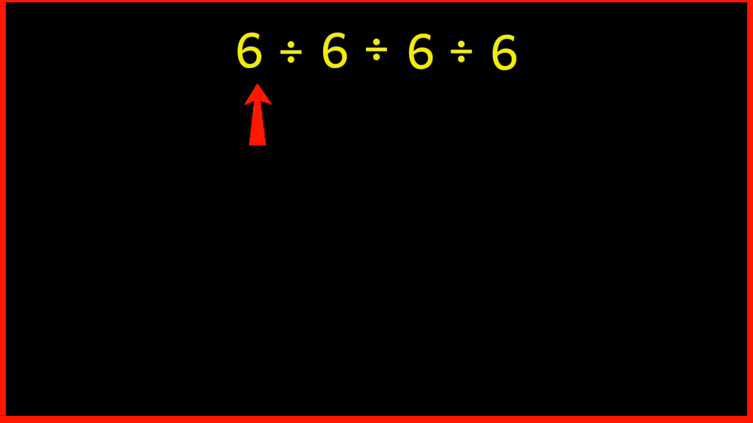We are given 6 divided by 6 divided by 6 divided by 6. It looks very easy at first, but that is exactly why many people rush and get it wrong. So take your time and think through each step. Before we start, remember this important rule.